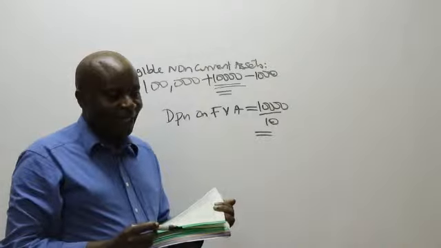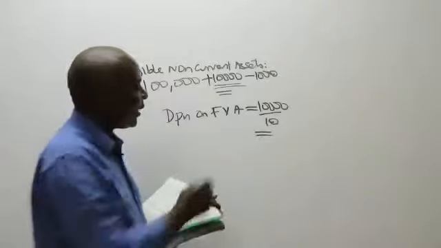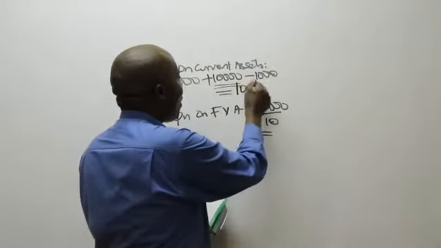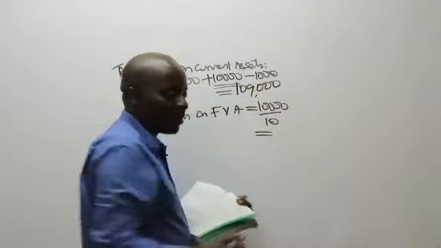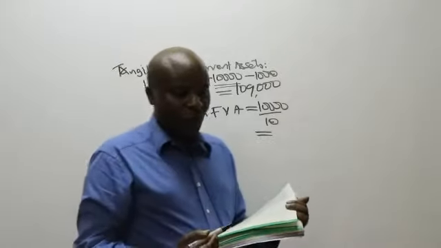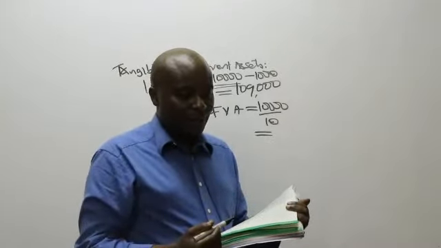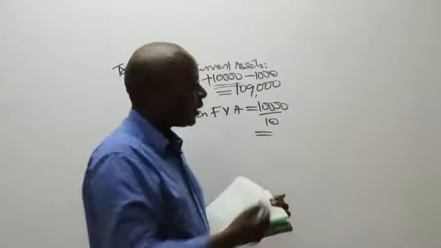109,000. Thank you very much. So are they 109,000 cows? Which currency is this? The DN. Thank you very much.